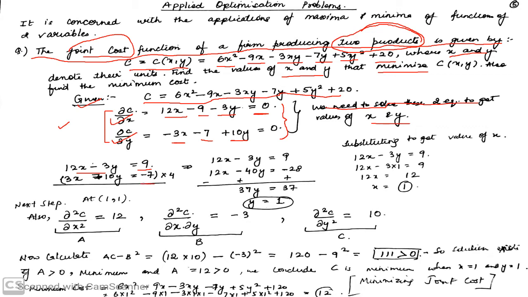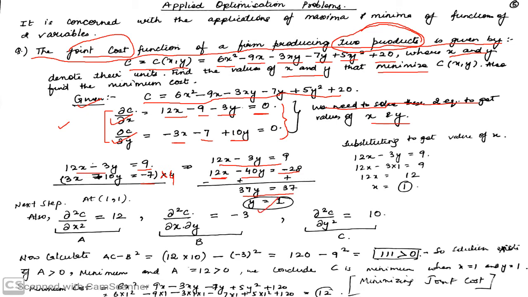When you solve this, you get 12x minus 3y is equal to 9, and again this becomes, you multiply this by 4 so that one of them becomes the same and cancels out. I have tried to cancel x here. This becomes 12x minus 40y is equal to minus 28. Your answer is 37y is equal to 37. You get y is equal to 1.